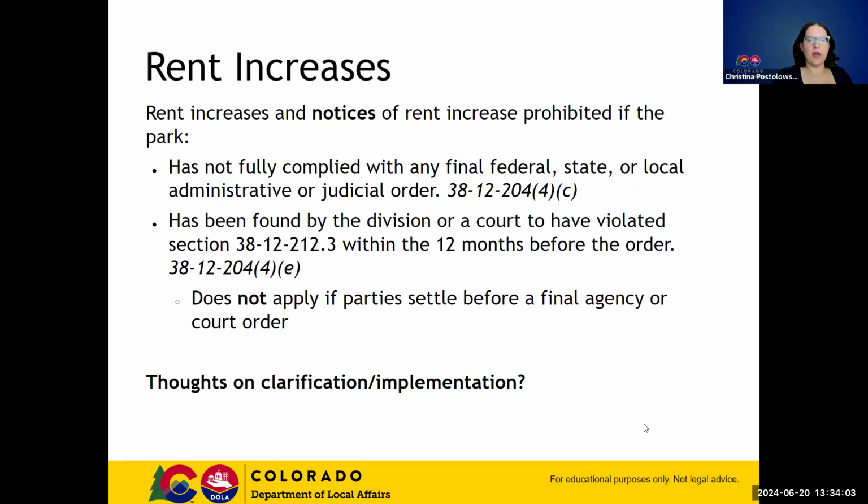So there's also a provision that will be going into effect June 30th related to when rent increases and notices of rent increases are prohibited. It's my understanding, and I was on family leave during most of the legislative session, that initial drafts of this bill had a broader prohibition on parks increasing rent, and the final version had a more narrow prohibition. So just a heads up for folks who maybe saw earlier versions of the bill, haven't looked at the final version. This is a summary of what the final version says.